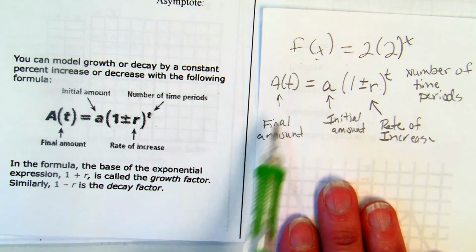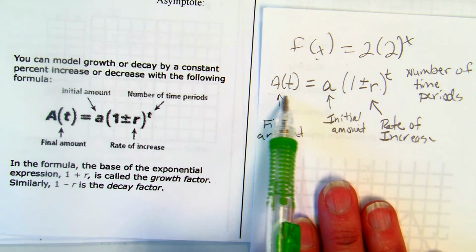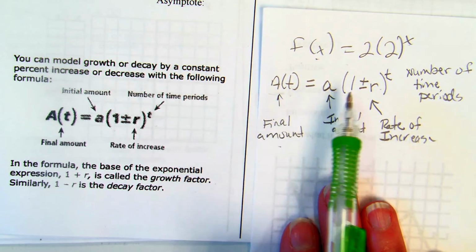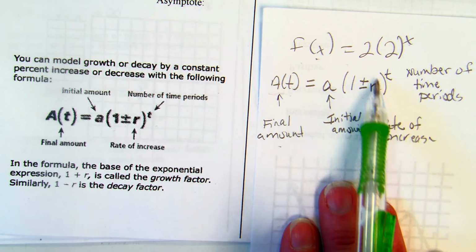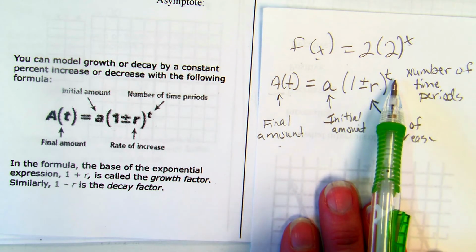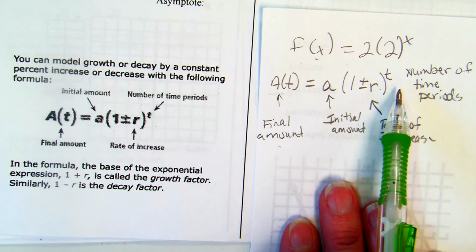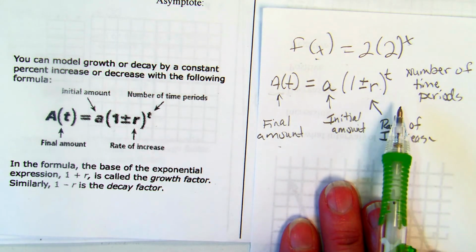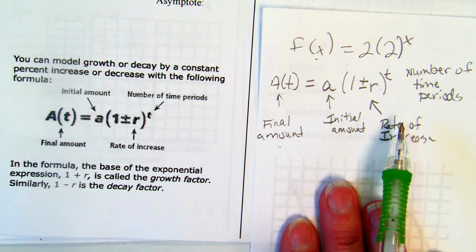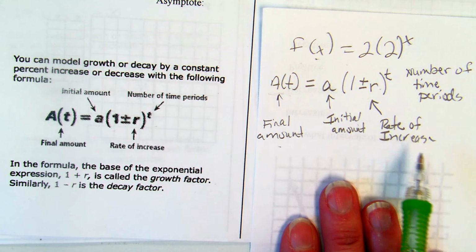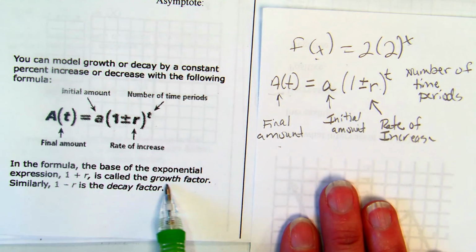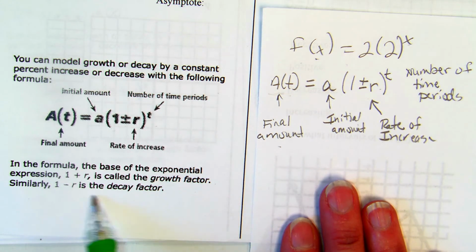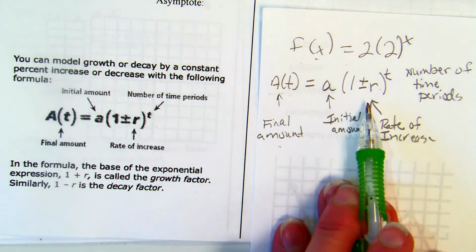So I have a set of variables. So this represents something. This little a represents something else, your rate of increase, and then your raised to the t power. That's 4 different letters. You're going to know 3 of that 4 bits of information, and you have to find that 4th bit, okay? So 1 plus r is a growth factor. That means you're increasing in value. And your decay factor if you have 1 minus r, okay?